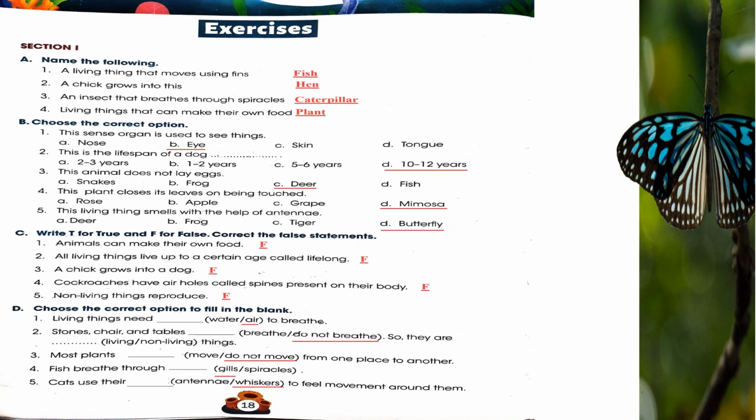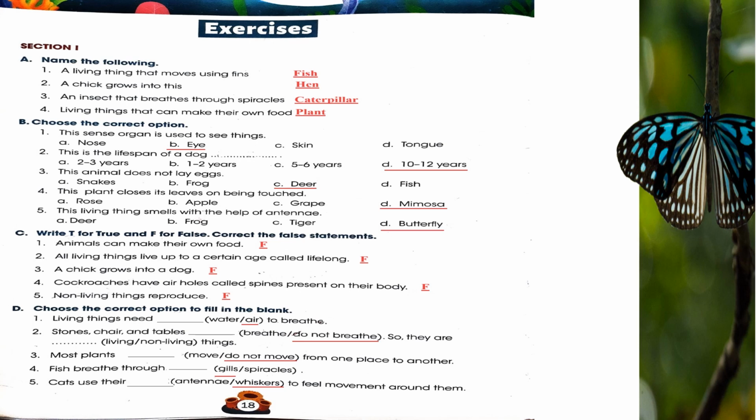Now C. Write T for true and F for false and correct the false statement. First, animals can make their own food. It's false. Animals cannot make their own food. Second, all living things live up to a certain age called lifelong. It's false. All living things live up to a certain age called lifespan.